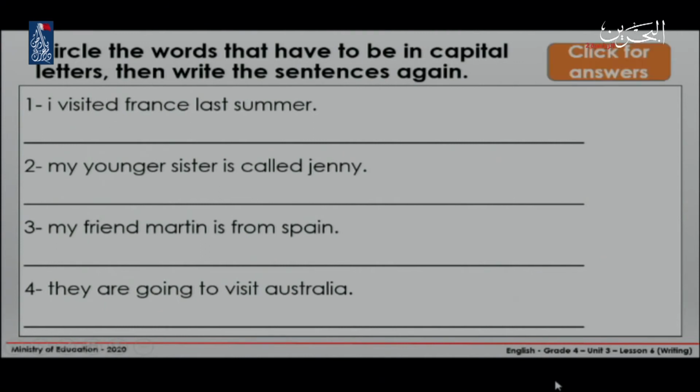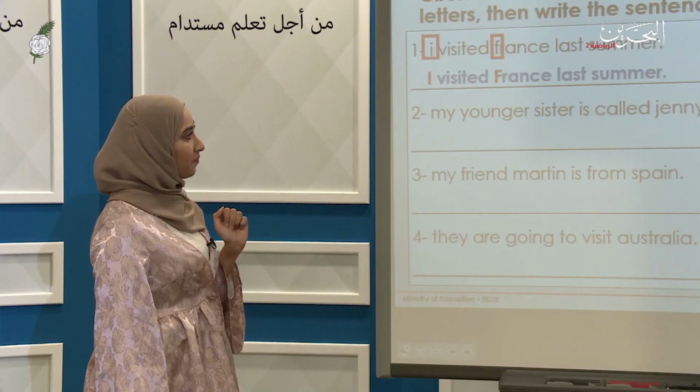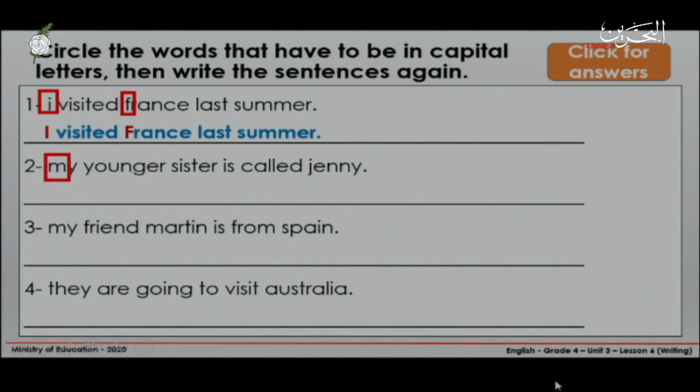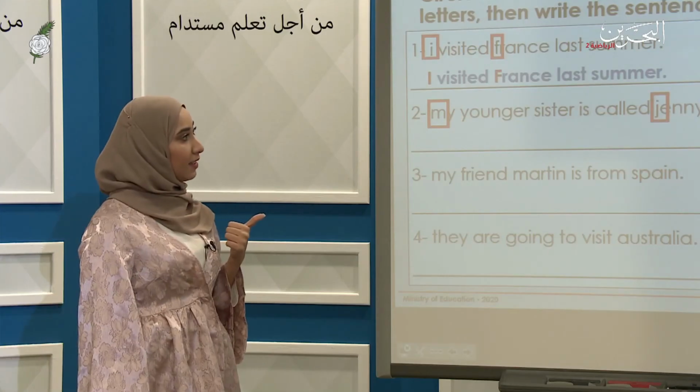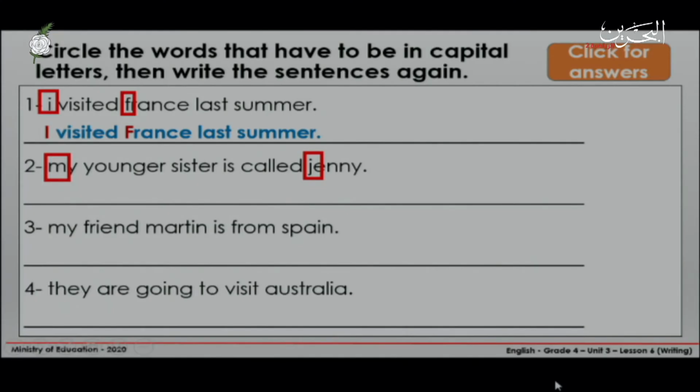So let's see the first one. I visited France last summer. Good. France, because this is a country. So I visited France last summer. Excellent. Let's see number 2. My younger sister is called Jenny. Let's see, how many letters can you find? Good. We have My because we're starting a sentence. And we have Jenny because this is a girl's name. My younger sister is called Jenny.